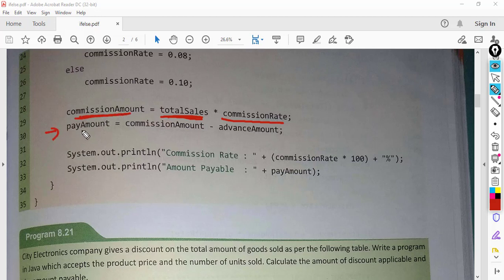And then in the next line we calculate the pay amount. So pay amount is what? The commission amount that was calculated here minus the advance amount. So I hope you have understood this program.